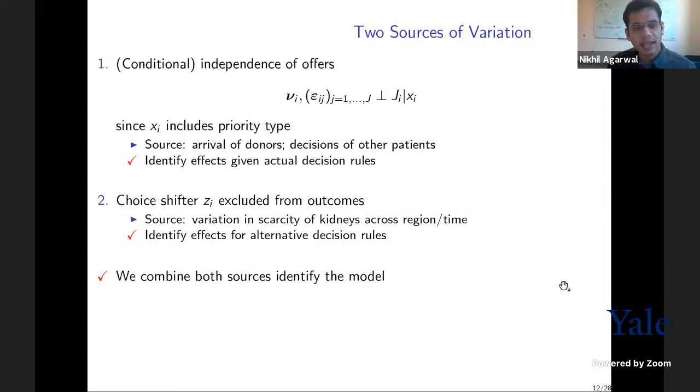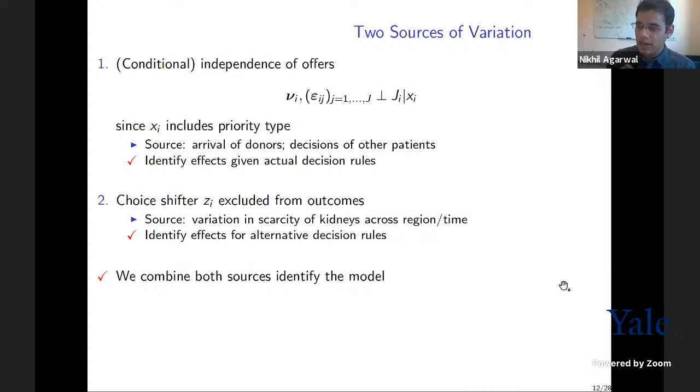The second one is that there'll be a choice shifter Z_i that's excluded from outcomes. So imagine that I'm in a region in which kidneys are very scarce. If kidneys are very scarce in my region, I'm going to be less selective than you are. Okay, because I know that I'll have to wait very long before I get the next offer. So I'm going to make different decisions from you. And as a result, my transplanted outcome is going to be different. But had I been in your region and received the kidney that you did, my outcome should have been the same. Okay. Now we're going to allow for region fixed effect.